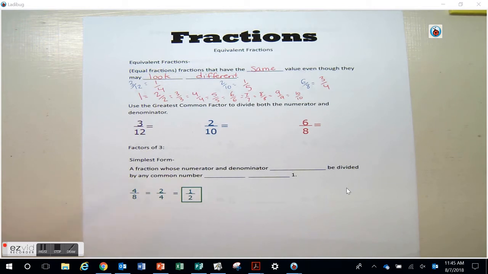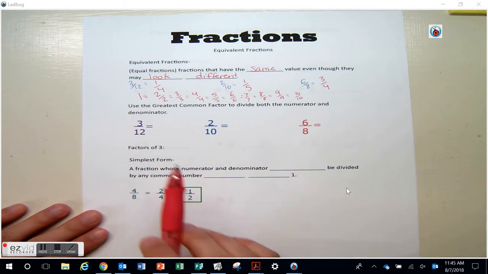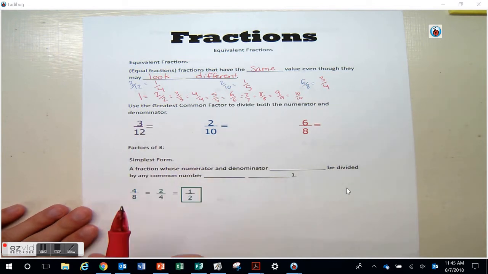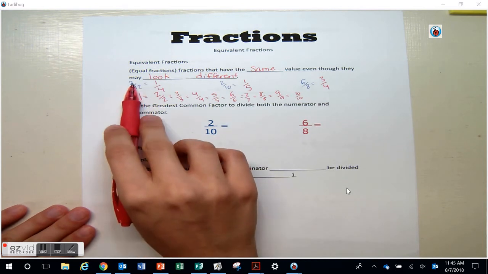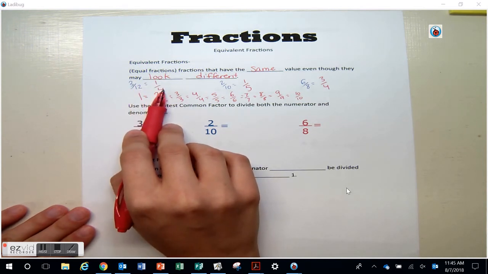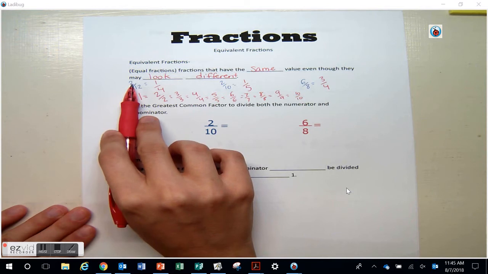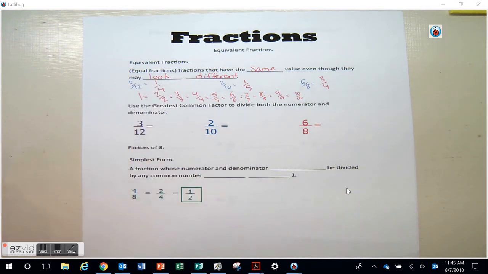How do we make equivalent fractions, you might ask? Well, I like to look at them from left to right. So let's look at 3/12 and 1/4. To get from 3 to 1, what math am I doing? Some of you might say, I'm subtracting by 2 or something like that. But when we're simplifying fractions, we're not going to add or subtract.